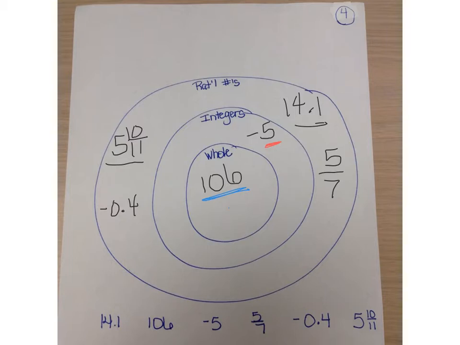All 3 of those. So anything in this center circle is going to be a whole number, an integer, and a rational number when you're classifying and listing the names for it. All right, we're going to do some more examples. Let's move on to box 5.